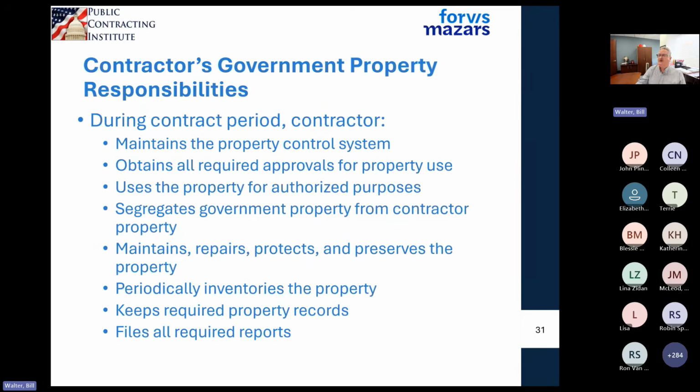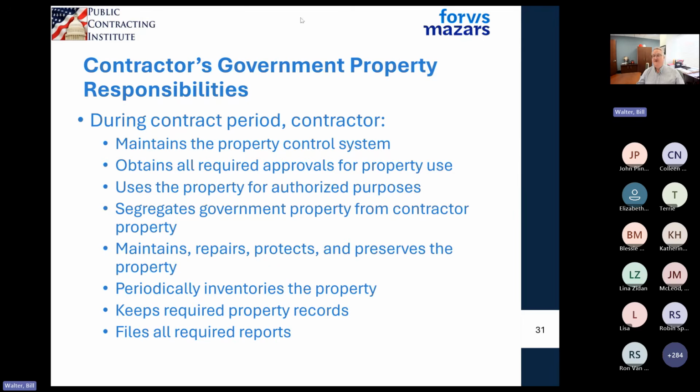I said property is one of the big elements of a cost type contract, and it is. If you bill the government for a computer, that computer is now government property. So anything that you buy under a cost reimbursement contract, anything that you buy and bill to the government becomes government property. So if you have a cost plus contract or a cost type contract, you have to have a very good property system in place. There's a whole part of the FAR that's associated with just government property.